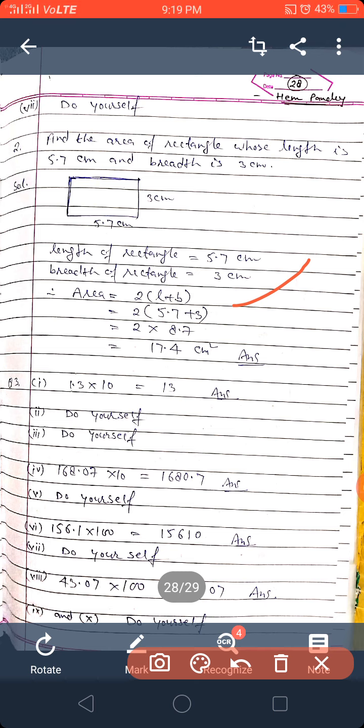Then when we add 5.7 with 3, it becomes 8.7. Then it will be 2 into 8.7. When multiplied, 2 into 8.7 is 17.4 centimeter square. The unit of the rectangle's area is centimeter square, since centimeter into centimeter is equal to centimeter square.